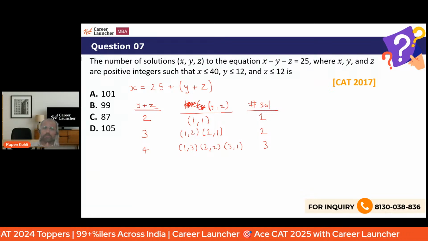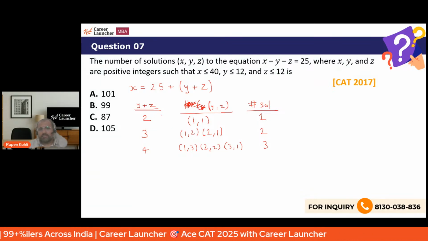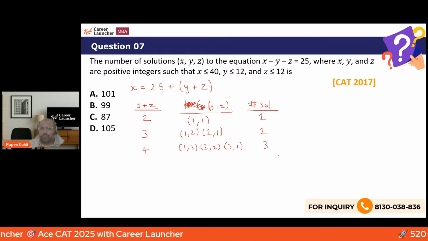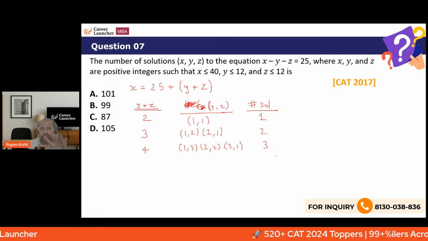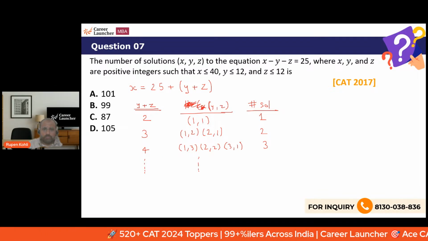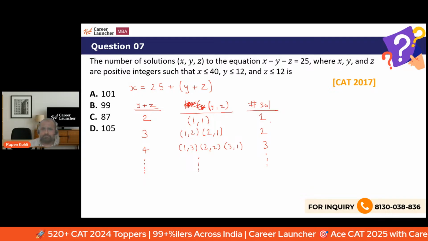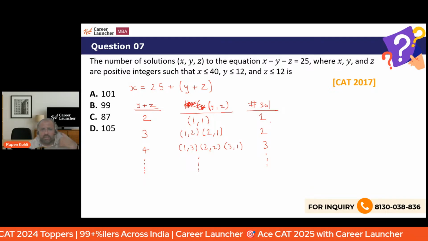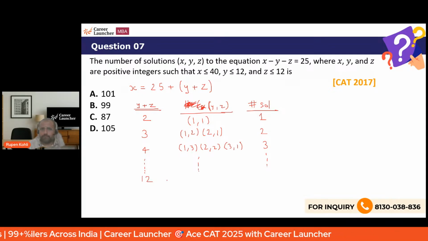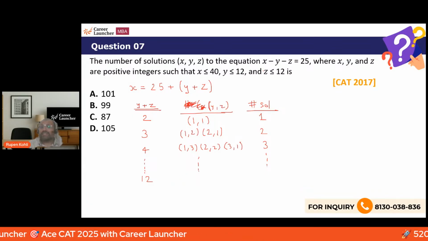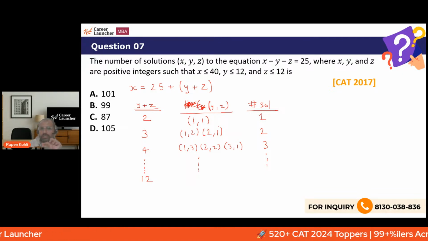You can write a few more values, you will keep on getting the same pattern, right? For the sum of y plus z being 5, you'll again get 4 solutions, which is 1 4, 2 3, 3 2, 4 1, right? So this will continue. Let's keep on going further. Let's say we reach 12. Why am I reaching 12? Because I know y and z have that limit. So something will change at this point.